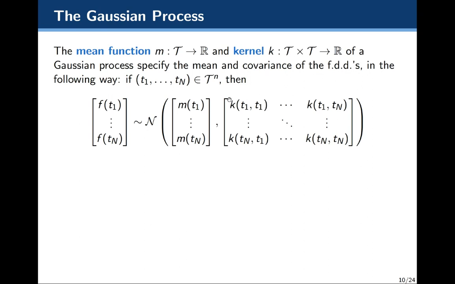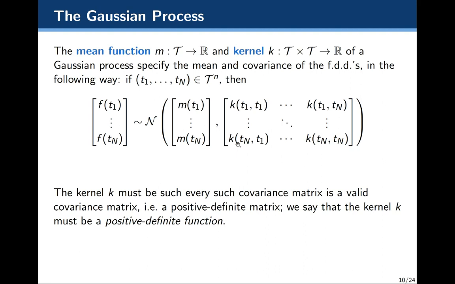So we can see the variance of the y values at location t1 is given by a value in the kernel at t1, and any of the covariance values, say the covariance of the functional value at tn and t1, are given by the kernel at those values. In order for this to make sense, the kernel must be such a function that when we evaluate the kernel at all these points, we get a valid covariance matrix, i.e. a positive definite matrix. And such a function with such a property we call a positive definite function.